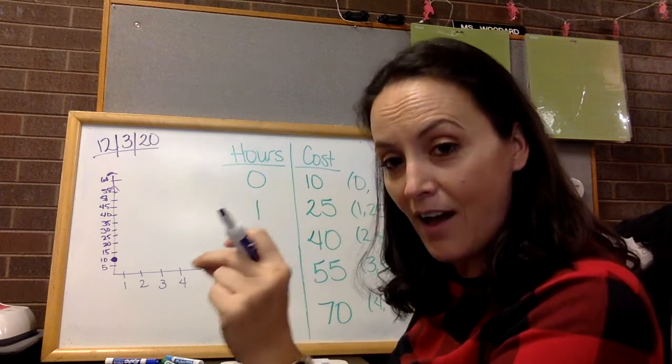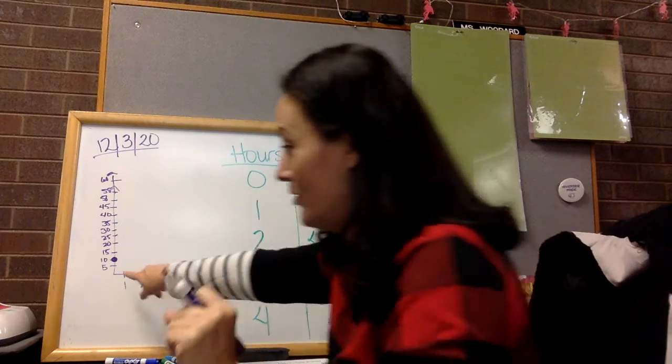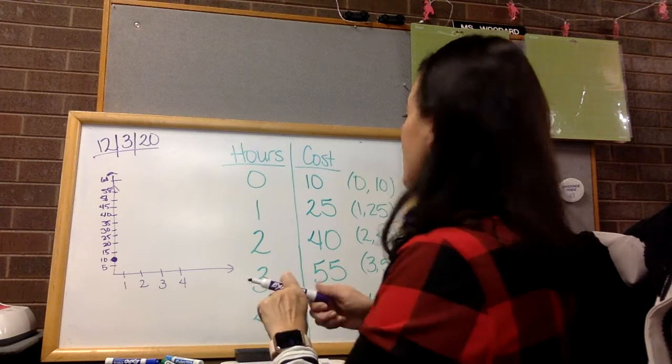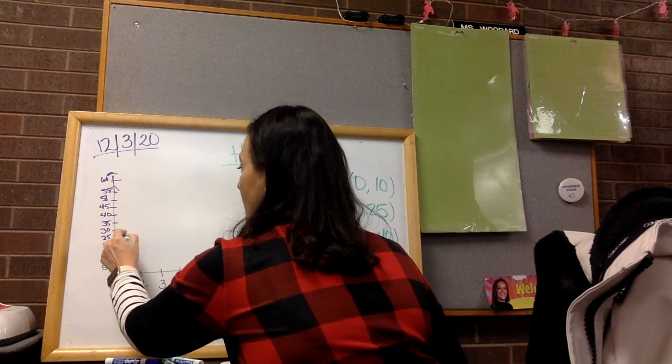Notice that this one does not go through the origin. That's the key right there. It didn't go through this 0, 0 point. Okay, the next point I have is 1, 25. So I'm going to go over 1 and I'm going to go up to 25.